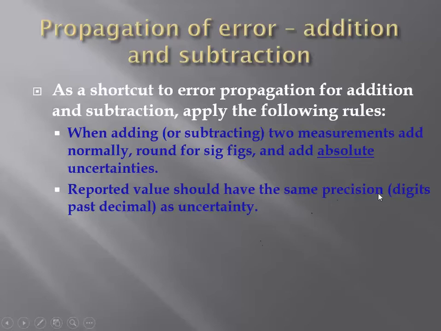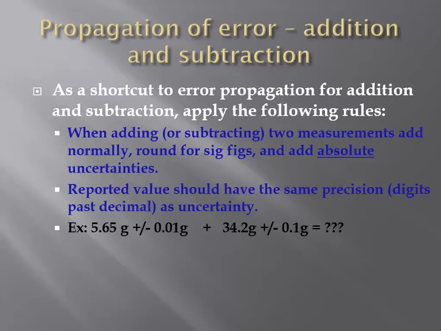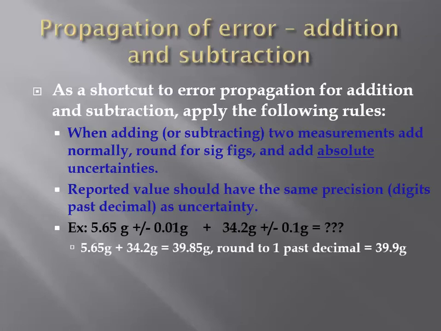Whenever you're doing this, your reported value, the value you actually write down, should have the same precision, or digits past the decimal, as the uncertainty. So for instance, let's say I'm adding these two numbers: 5.65 grams plus or minus 0.01 grams, and 32.4 grams plus or minus 0.1 gram. The first thing I'm going to do is add these two numbers together and round them correctly for significant figures. Remember, the sig fig rule for addition is the same digits past the decimal as the least. So one past the decimal means I should have one past the decimal here. I should round that to 39.9.